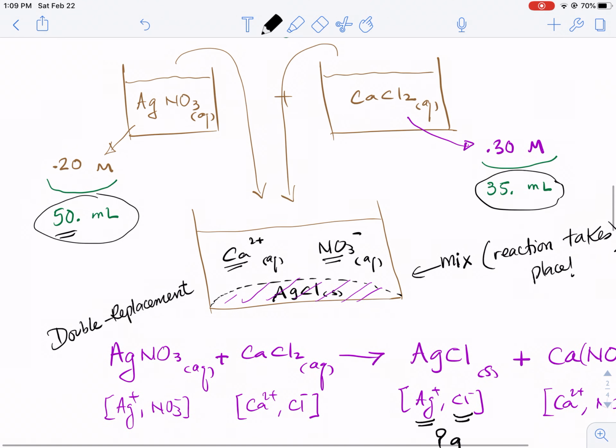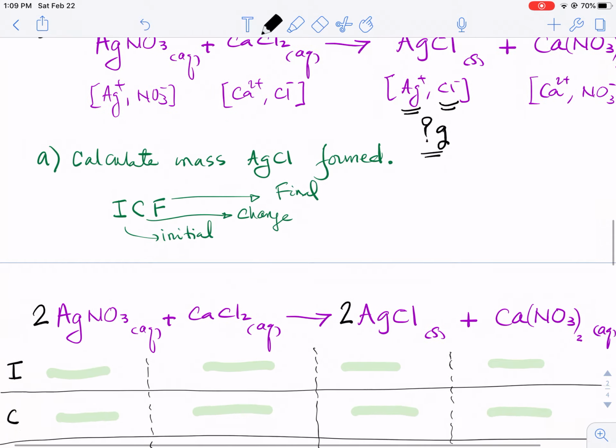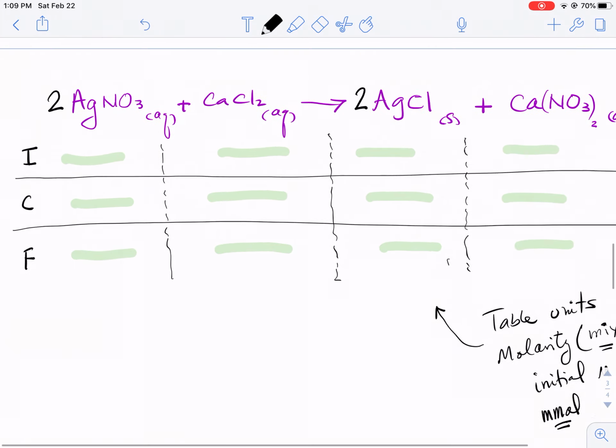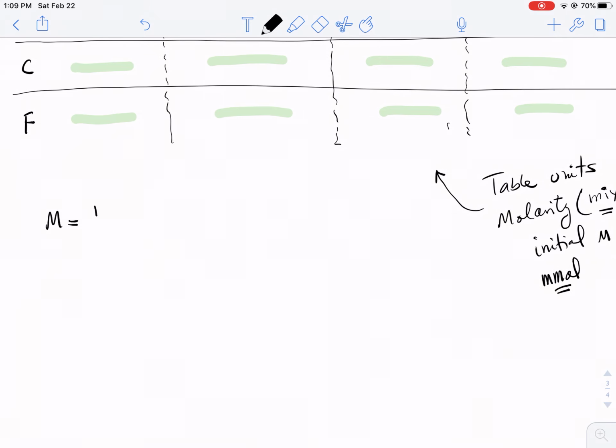We can calculate the initial molarity, but the other unit I wanted to work with is millimoles. So we can work with moles or millimoles. Millimoles are a bit easier because, as you recall, molarity is moles over volume of solution in liters. So moles are calculated by taking molarity and multiplying it by volume. If my molarity is in units of moles per liter and my volume is in milliliters, look what happens. The liter cancels with liters and the milli sticks next to moles. So it becomes millimoles. So these will calculate to be millimoles.